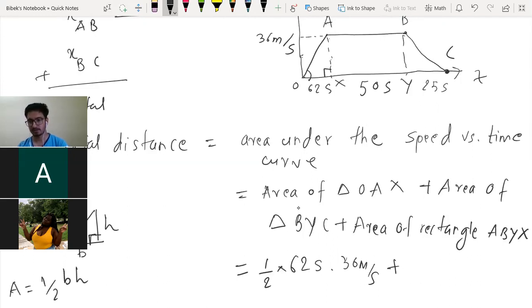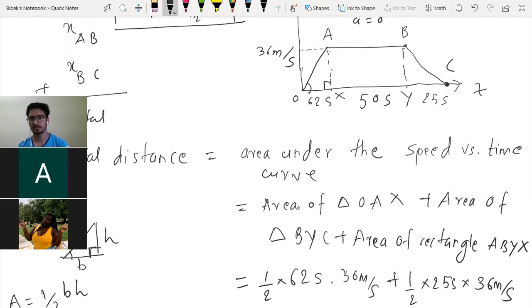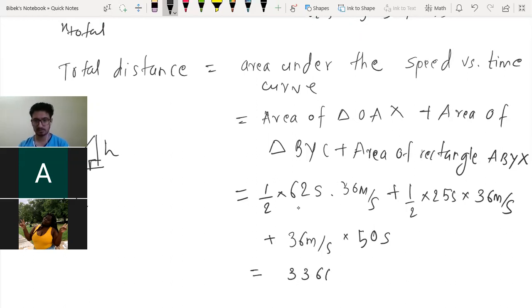And similarly, you can find the area of the other triangle: half times 25 seconds times 36 meters per second. And lastly, the area of the rectangle: the height is 36 meters per second and the length is 50 seconds, so it's just length times breadth. If you do the calculation, you'll get about 3366 meters. That's the total distance, x total.